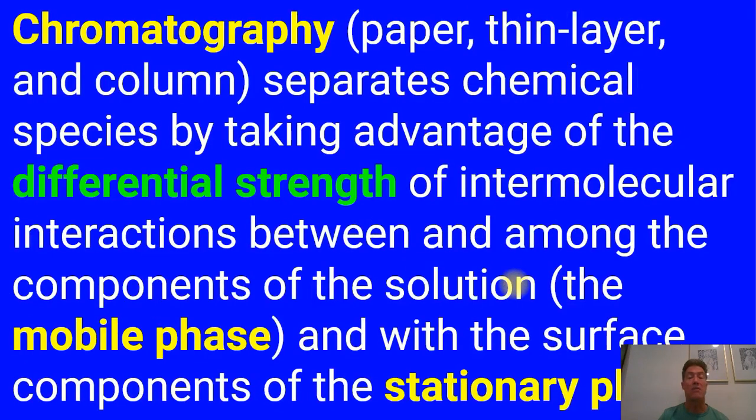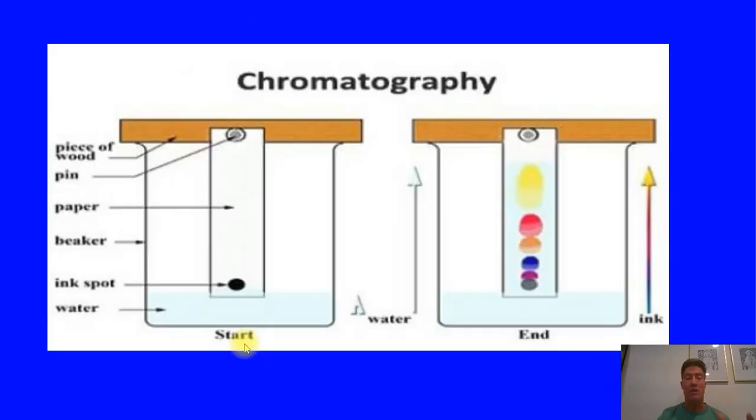One is known as chromatography. Another is known as distillation. Chromatography can be paper chromatography, thin layer, or column chromatography, and it separates chemical species by taking advantage of the differential attraction of molecules to different parts of the solution. So basically, we have a mobile phase, something that is moving through the paper or the column, and then something that isn't moving. This is more evident when you look at actual chromatography.